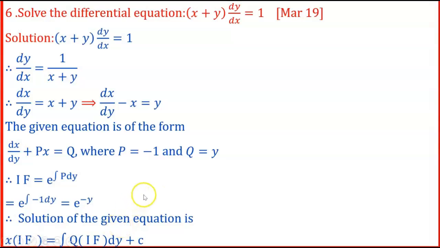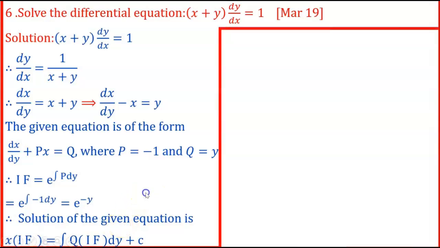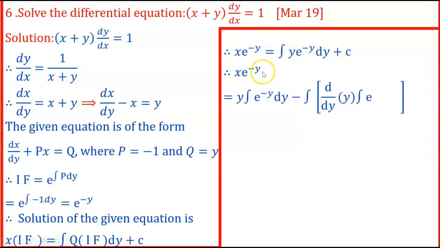Here the variable is y. Let's see this here. x times IF. What is the integrating factor? The integrating factor is e^(−y), equals the integral of Q. What is the Q here? Q is y. IF is e^(−y) dy + c. Again, x e^(−y).